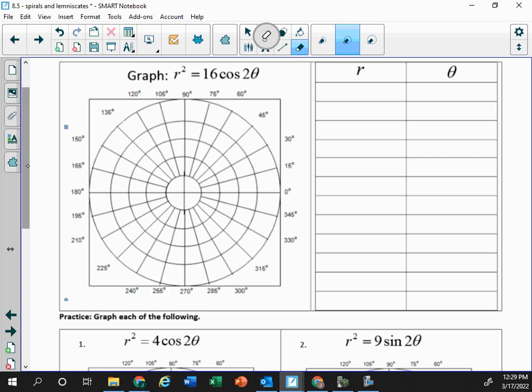All right, guys. How long are the petals? What's the maximum? 4. And where are they? Yeah, 0 and pi. 1, 2, 3, 4. Okay. Yay? Good. No issues. Okay, do 2 more for me at the bottom. 1 and 2.